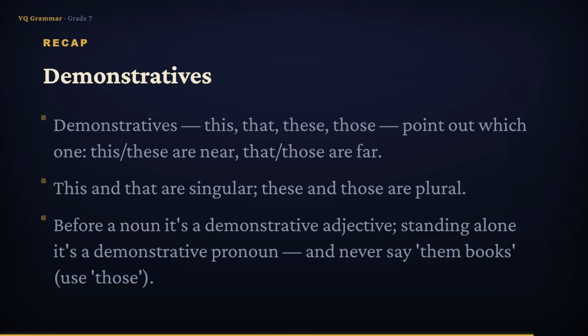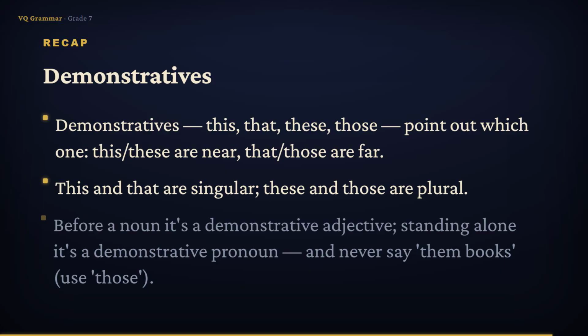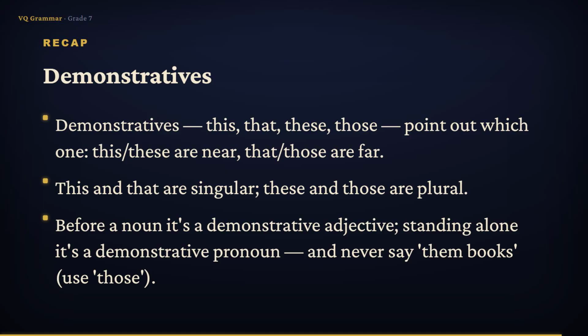Let's gather up what we learned in Unit 5, Lesson 32. The demonstratives are this, that, these, and those, and they point out which one. This and these are near. That and those are far. This and that are singular. These and those are plural. When a demonstrative sits in front of a noun, it's a demonstrative adjective. When it stands alone and replaces a noun, it's a demonstrative pronoun. And remember, skip the extra here and there, and never say them books. The word you want is those.